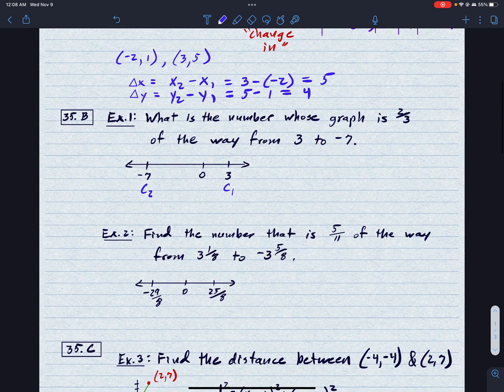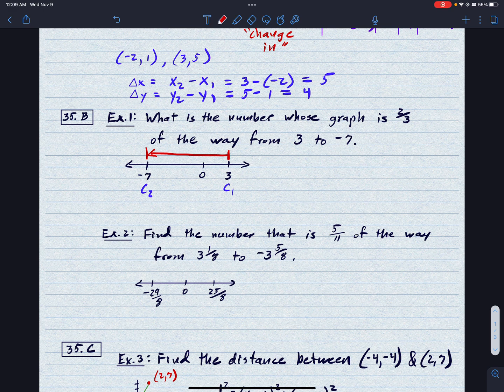Example 1 says, what is the number whose graph is 2/3 of the way from 3 to negative 7? What is the number? So there's some number in between these two values, 3 and negative 7, that is 2/3 of the way. Now we have to note that we are moving from 3 in this direction towards the negative 7. So 2/3 of that distance.